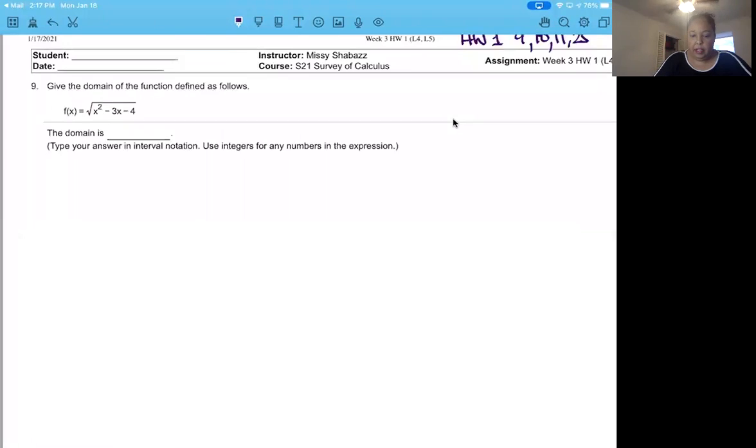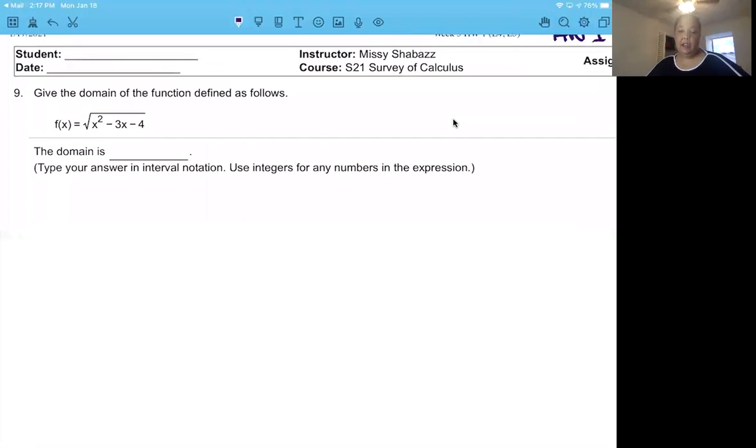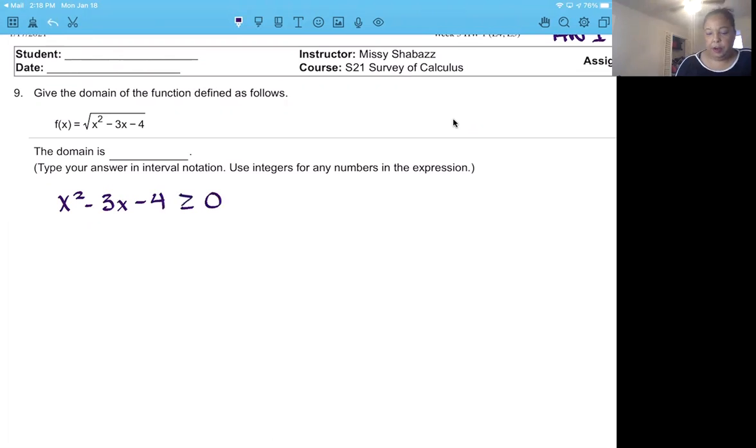So the first one is: find the domain of the function defined as follows, f of x equals the square root of x squared minus 3x minus 4. It is a square root function, which means we need everything underneath the square root to be greater than or equal to 0. So I need x squared minus 3x minus 4 to be greater than or equal to 0. It's a quadratic, so I'm going to factor.